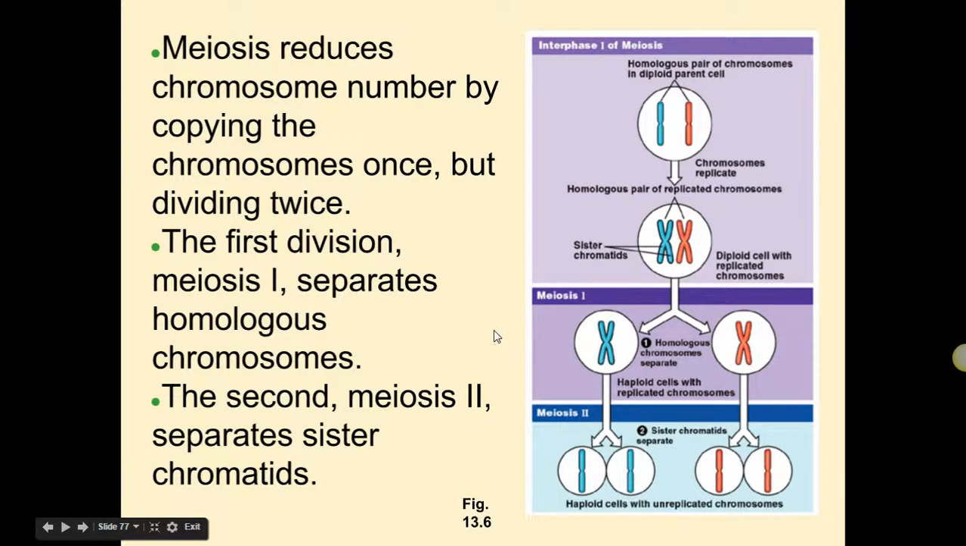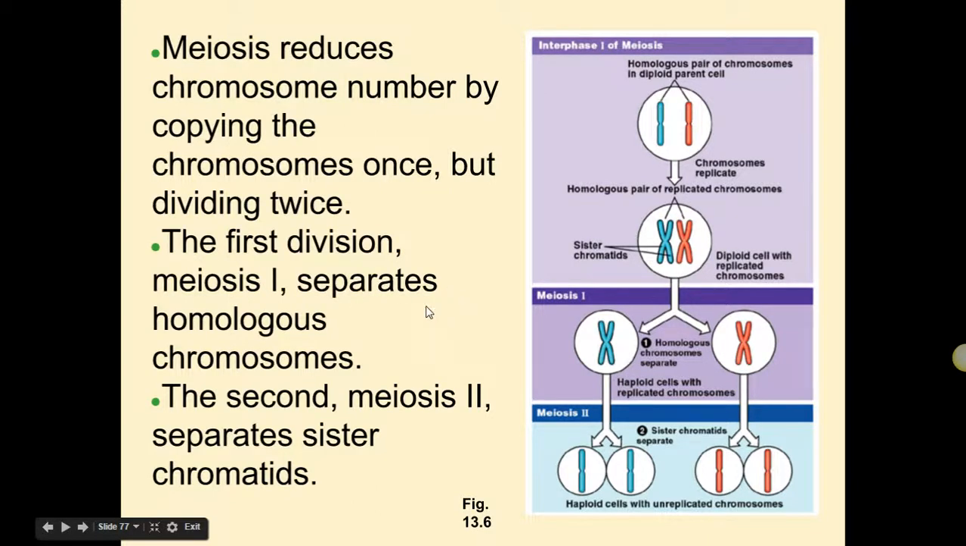Okay then. Meiosis reduces chromosome number by copying the chromosomes once, but dividing twice. So basically they have the same amount as if you had gone through mitosis, but instead they divide one time, and then they divide a second time, and now it's half. They've created half of what it originally had.